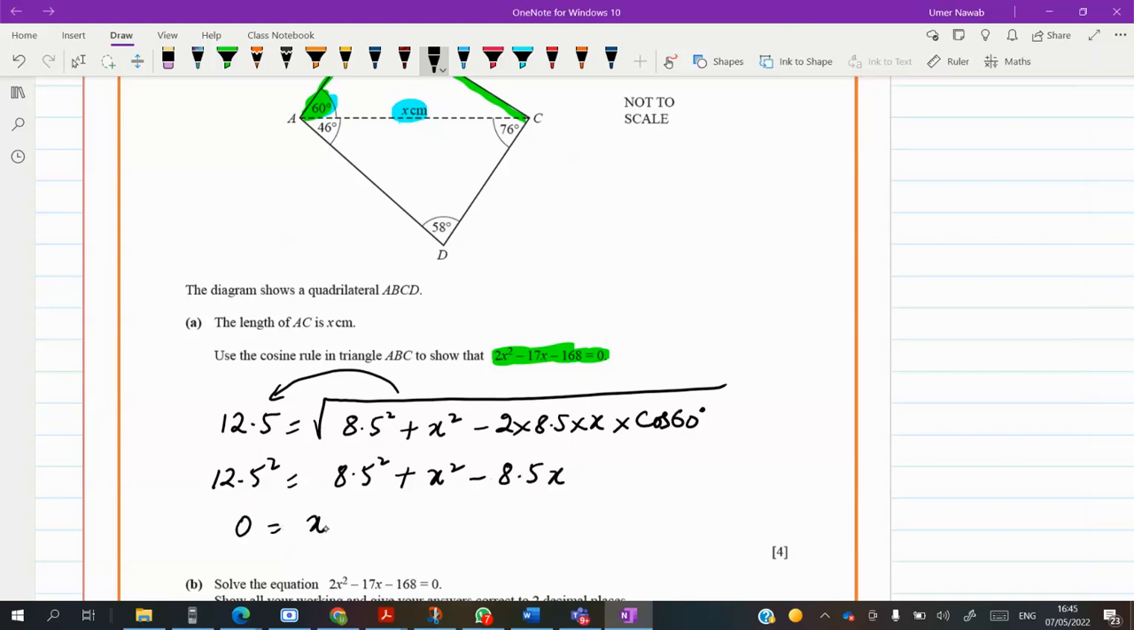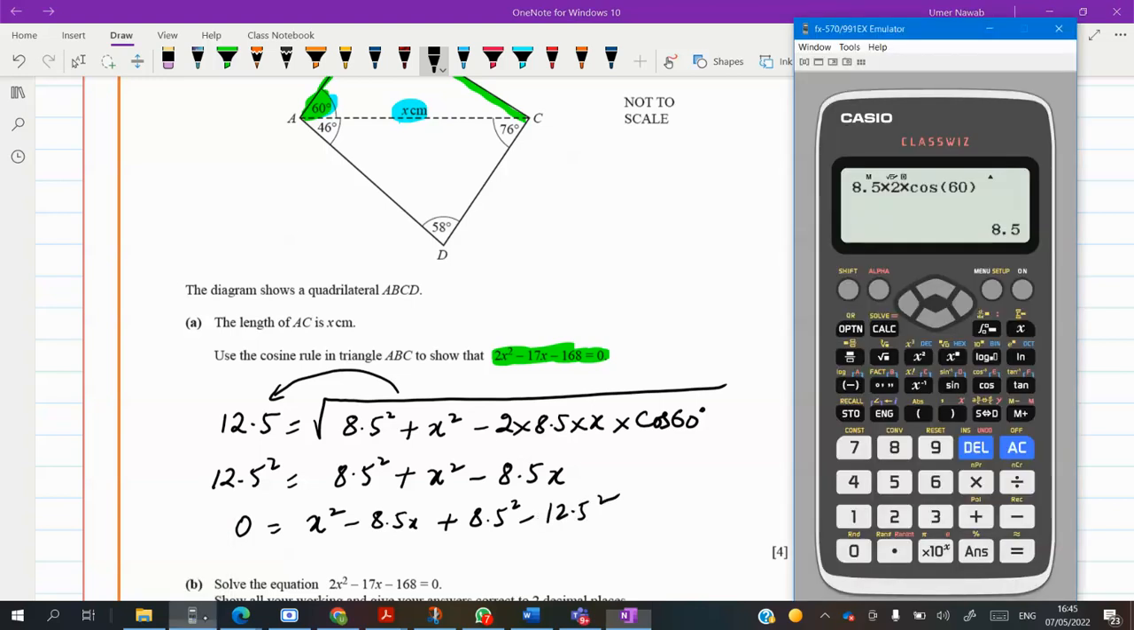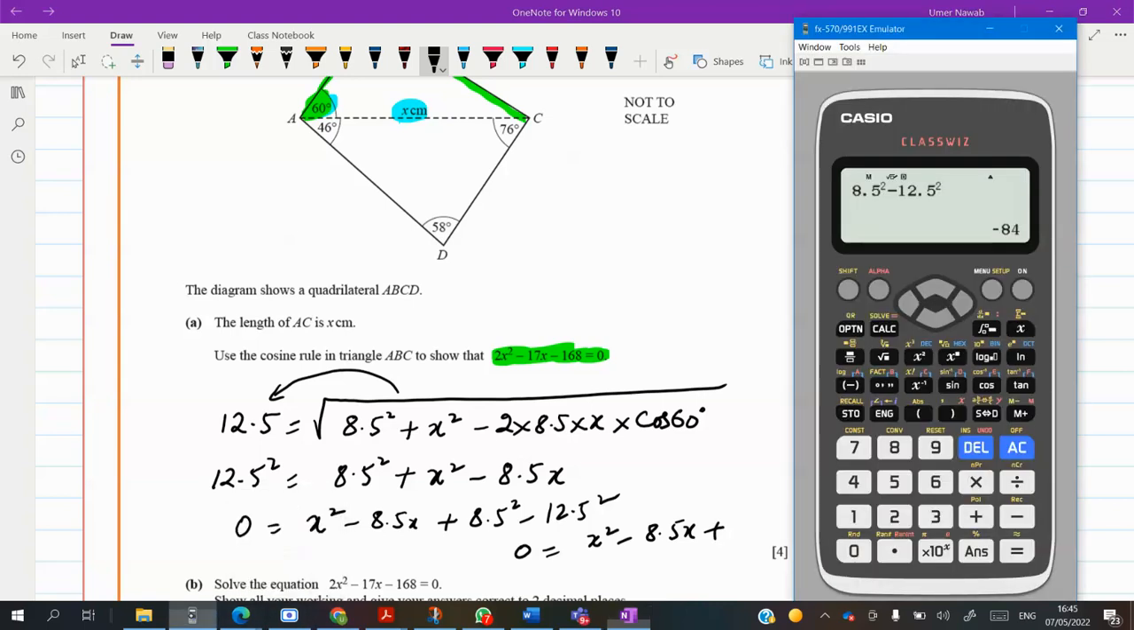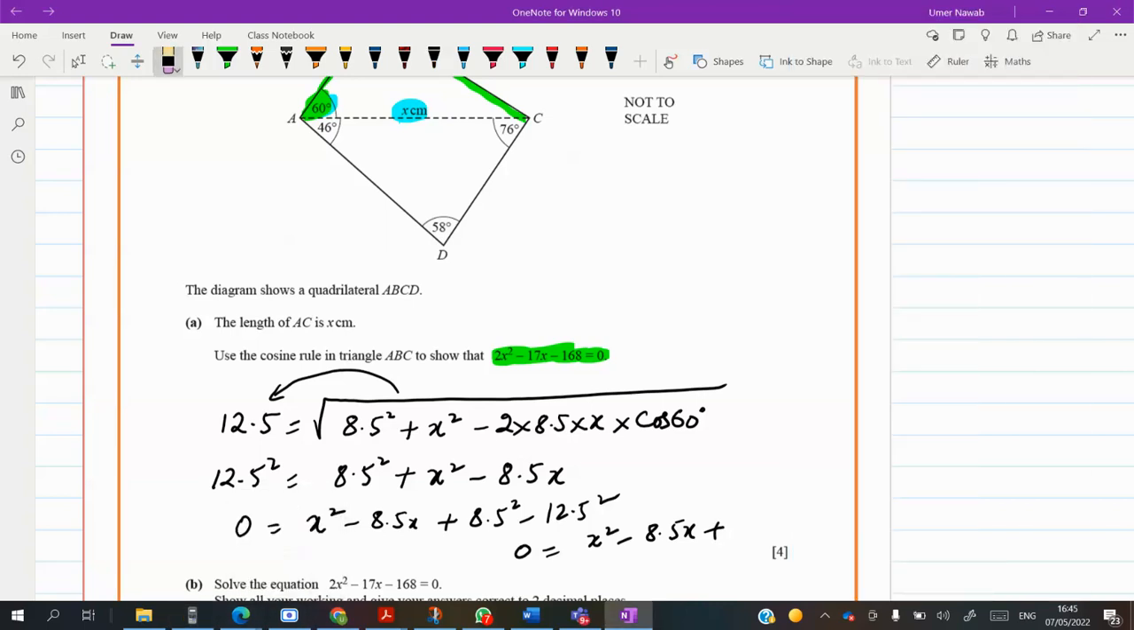0 is equal to x squared minus 8.5x plus 8.5 squared minus 12.5 squared. 8.5 squared minus 12.5 squared gives you minus 84. So 0 is equal to x squared minus 8.5x minus 84. Still, it is not the same.